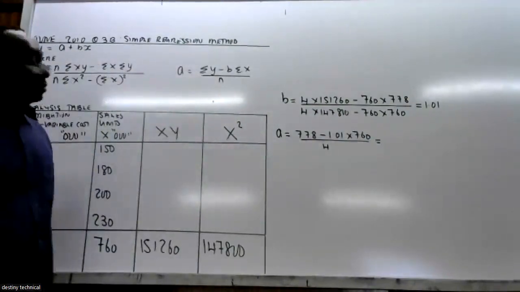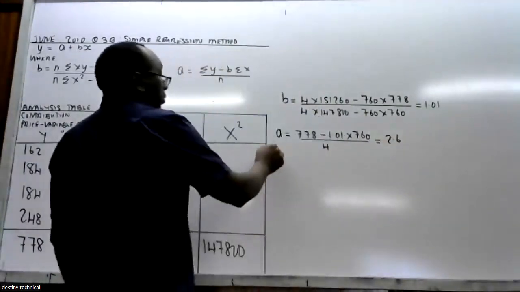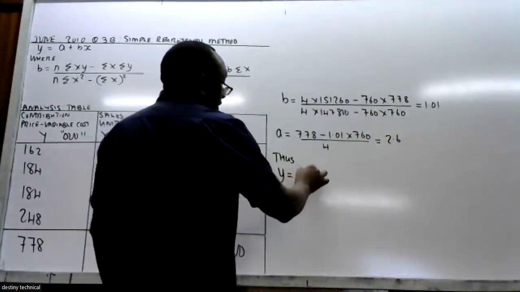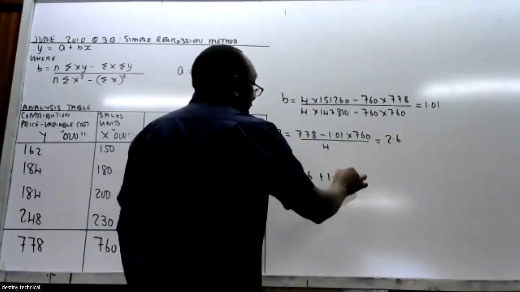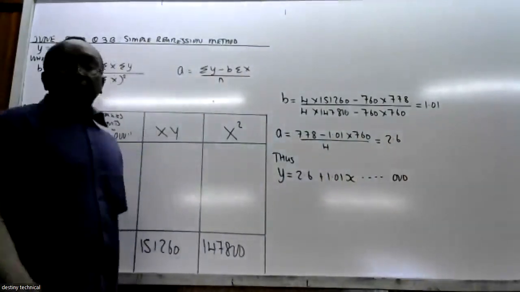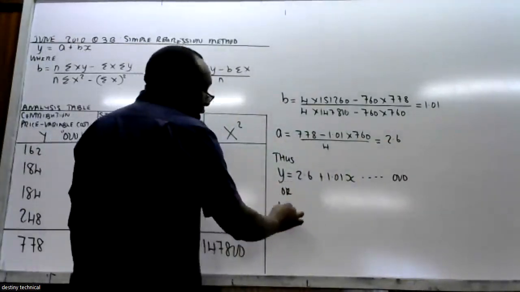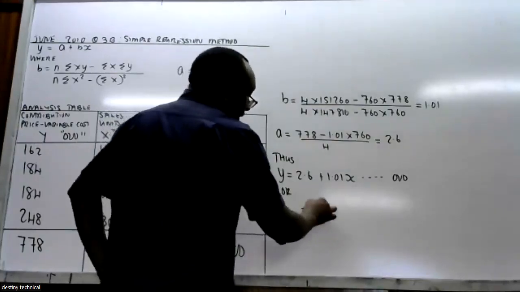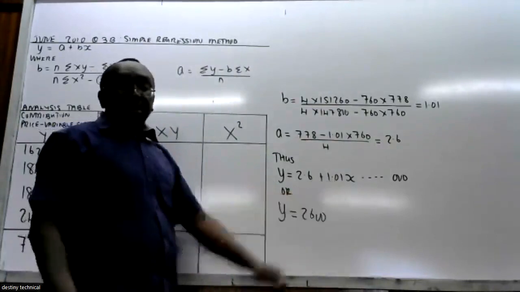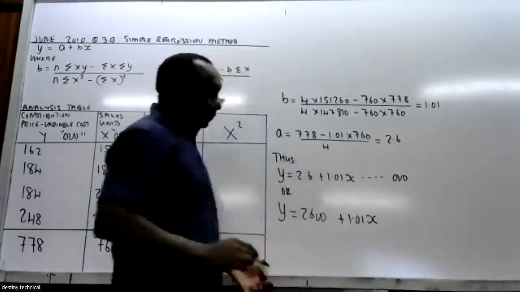2.6. Okay, so thus y is equal to 2.6 plus 1.01x, and this equation is in thousands. If you want to convert it back to the original figures, y is equal to 2,600, so it's only this one that changes. This one remains, this is a relative measure, plus 1.01x.